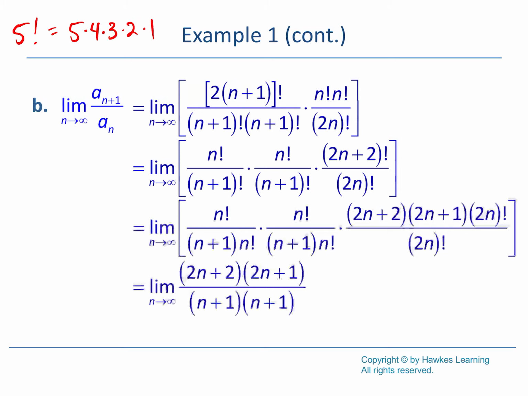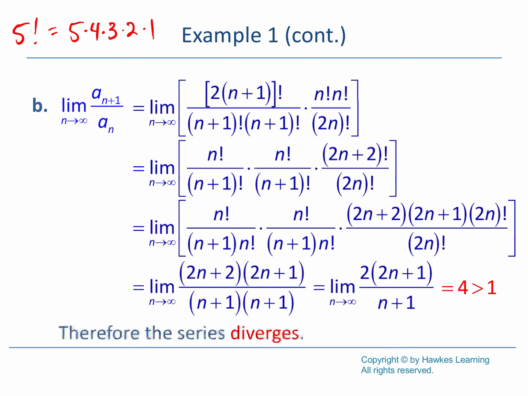But there is a lot of cancellation that goes on, and eventually you're able to find that this approaches 4. And so, indeed, the top of the fraction was bigger than the bottom of the fraction. And yeah, this thing definitely diverges. The terms don't even approach zero. Cool.